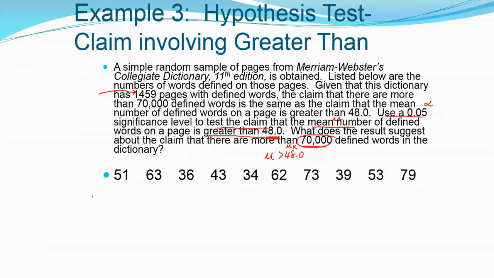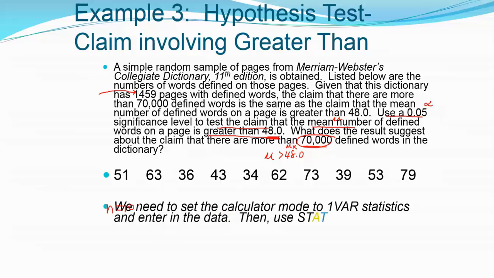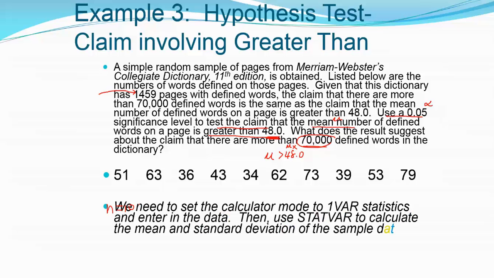So we have to do some calculations here to figure out what the sample mean is and the sample standard deviation is. Also, if I count these up, there are 10 of them, so n is going to be 10. So we need to set the calculator to 1-var statistics and enter in the data. So go to your calculator, and however your model works, you need to get it in statistics mode, and you need to clear any previous data. And then you want to calculate.